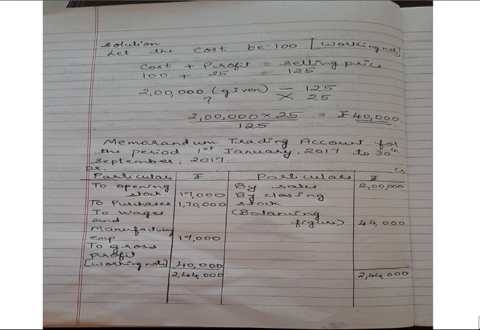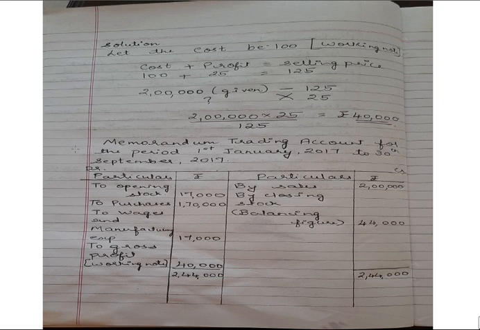So this is the working note you prepare to calculate gross profit. Gross profit rate is given, amount is not given. So when the amount is not given, you have to compute like this. Then one thing you remember, when the gross profit percentage is given, you have to see whether it is on cost or on sales.